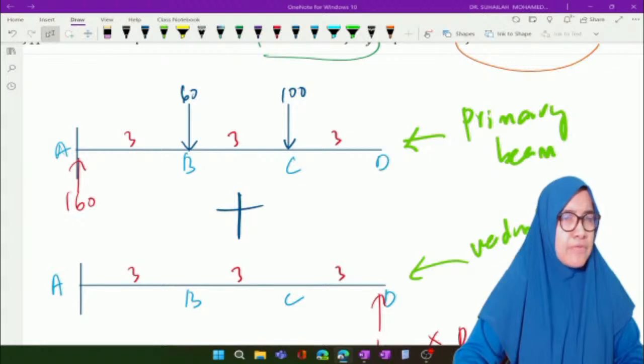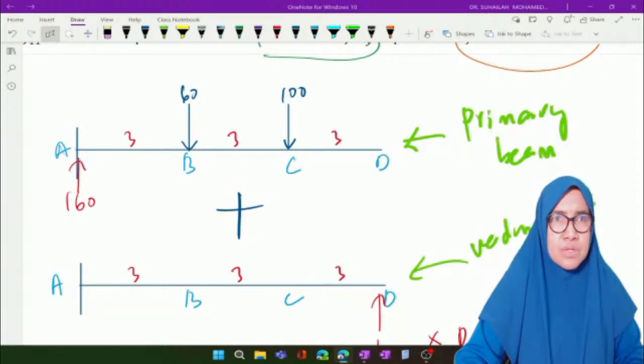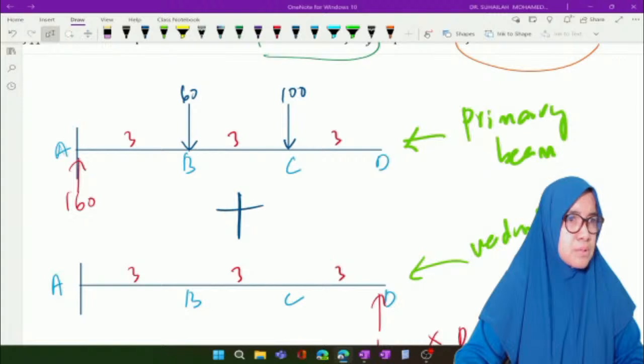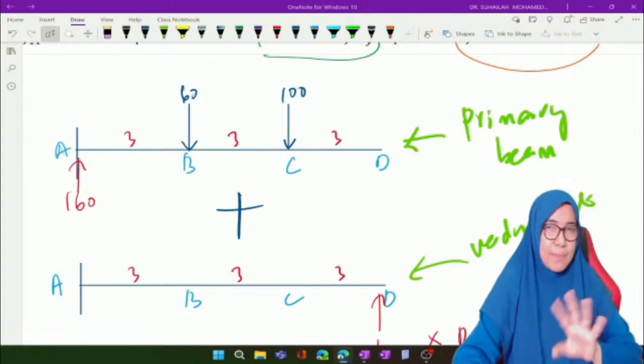Do you have the chat box? If you have, do you have the chat box? Okay, you can. I don't see the chat box here. Doesn't matter. Okay, please calculate.